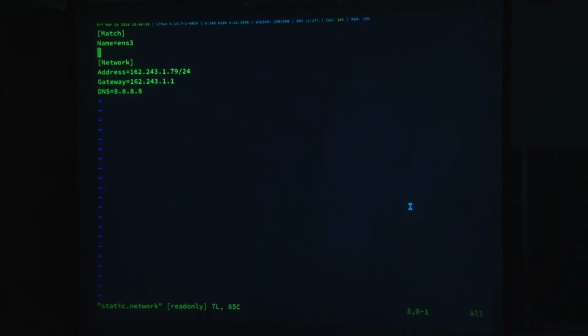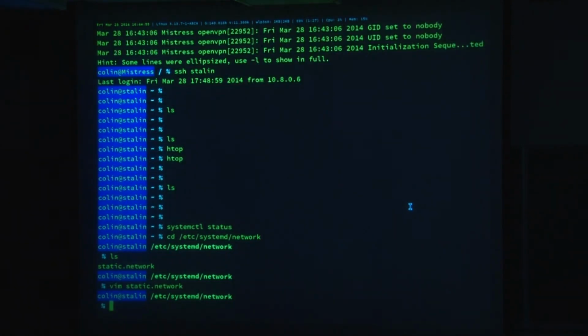The network section's pretty simple. This is just statically allocated. So my address is 162.243.179. My gateway is 162.243.1.1. My DNS is the Google public DNS because DigitalOcean doesn't provide their own. That's pretty much it. It can do DHCP. It can do DHCP link local. It can do DHCP for IPv6. I don't do any of this on this machine, but you can if you want. You can inspect the status, systemctl status static.network.